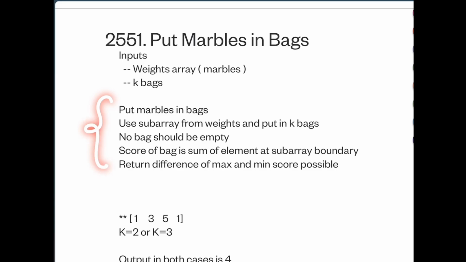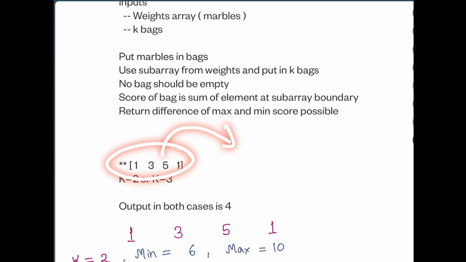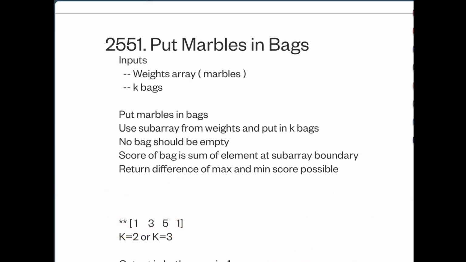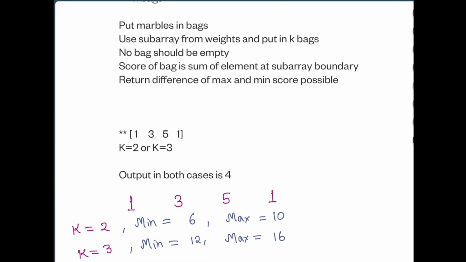What we need to do is put these marbles in the bags. Now this seems easy to understand, right? Just take these marbles and put them into your bags. So you have 2 bags or 3 bags, put them into the bags. How you are going to put them is you need to use subarrays from the weights and put them into k bags. And you should ensure that no bag is empty. It means every bag should have at least one marble. And how are you going to get the marbles? You are going to get some subarray from your data and put it into your bag.